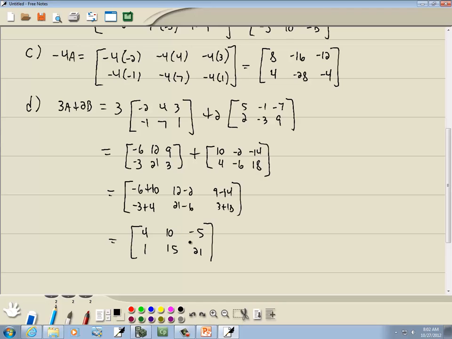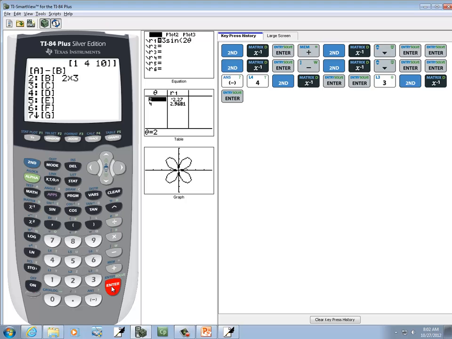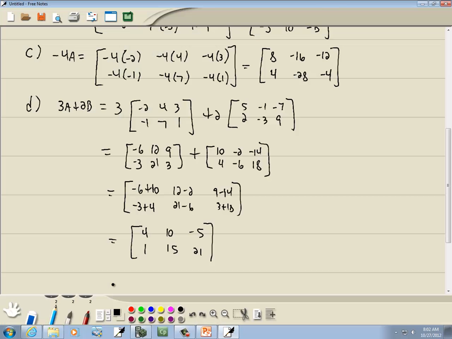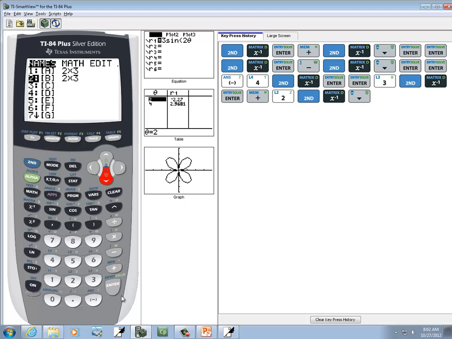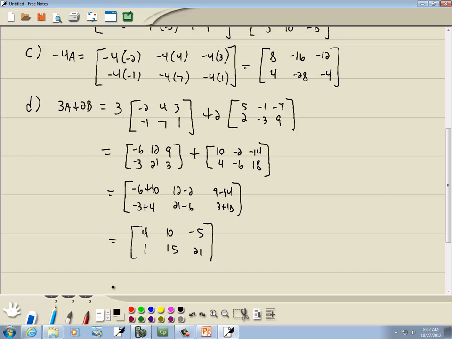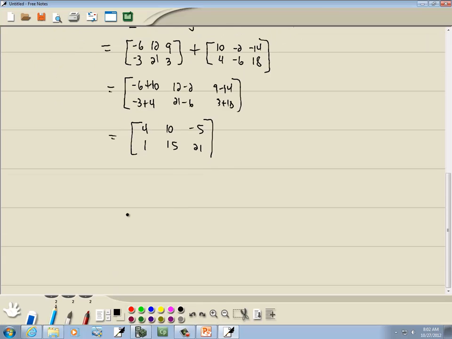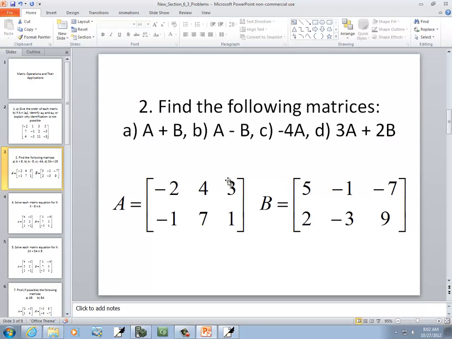Then our last one, 3A plus 2B. So put 3, go in my matrix menu, enter on A, plus 2B, so plus 2, go back in my matrix menu, down arrow to B, press enter on it, and enter again. 4, 10, negative 5, 1, 15, 21. Good, it matches. And that's how you do it on the calculator. Now let's take a look at our next problem.